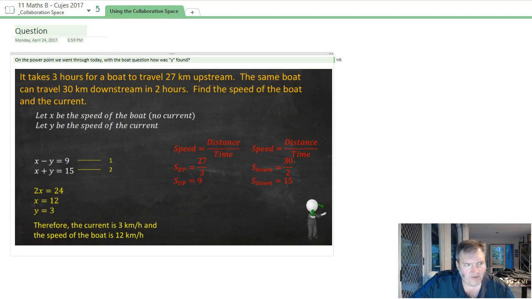Alright, so I discovered this question about simultaneous equations that I never got around to. It must have uploaded recently. So on the PowerPoint we went through what was the boat question and how was y found.